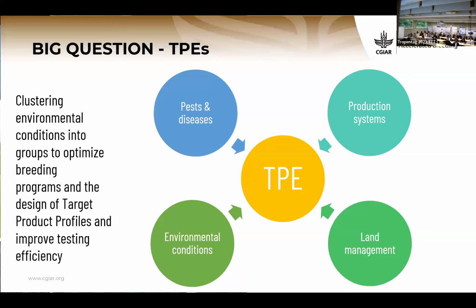And that is very helpful in a breeding program, especially when you want to optimize it and use your resources efficiently. It's very important to design the profile that you will need your cultivars to have, so those characteristics that you will need your cultivars to have in order to be adopted in that environment. And it will also help us to improve the testing efficiency of the program.